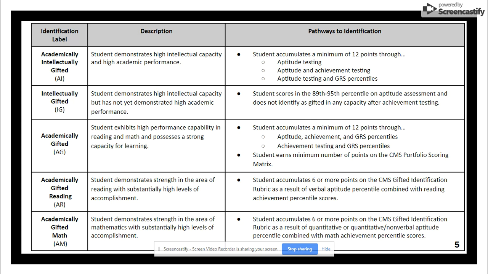CMS currently has 5 ways students can identify as gifted. Definitions align with state definitions. There are multiple pathways for identifying in a variety of capacities. Students will have multiple opportunities, both formal and informal, to demonstrate areas of strength. We will look more closely at the pathways later.